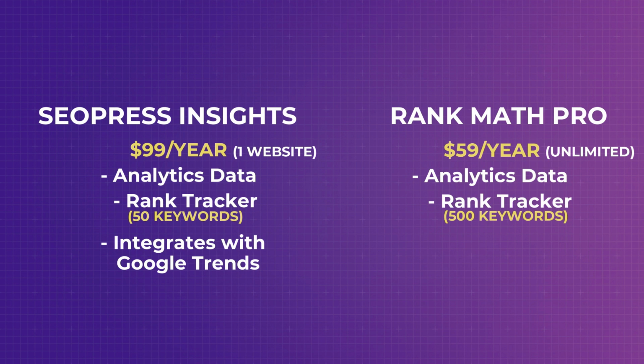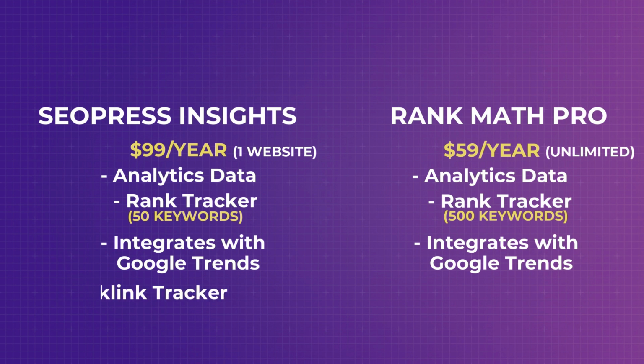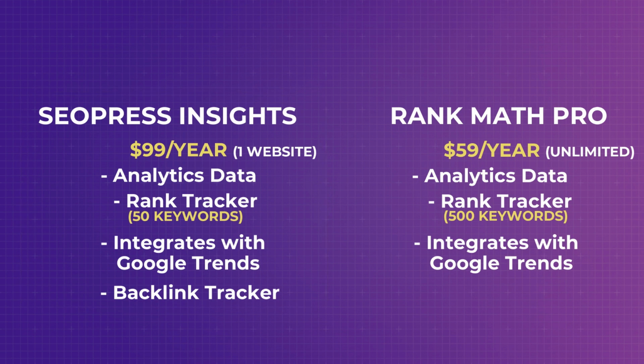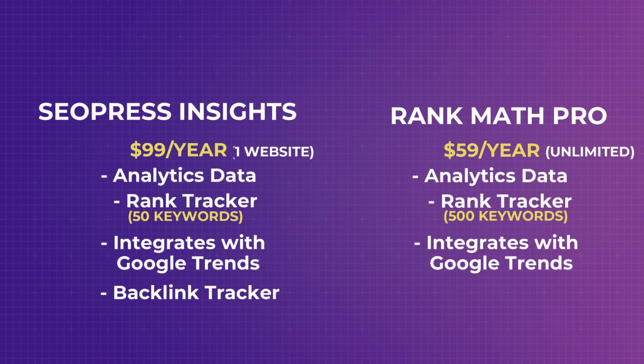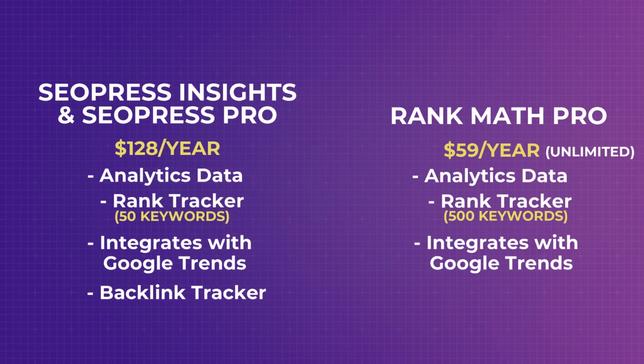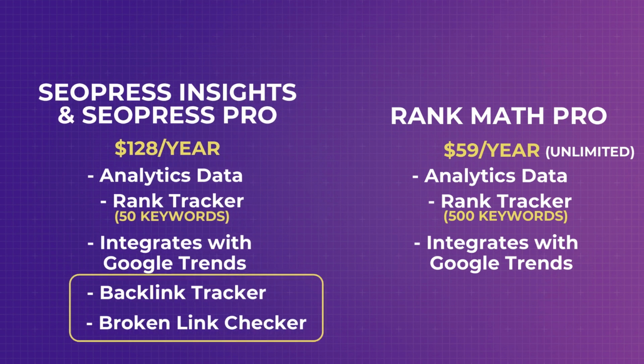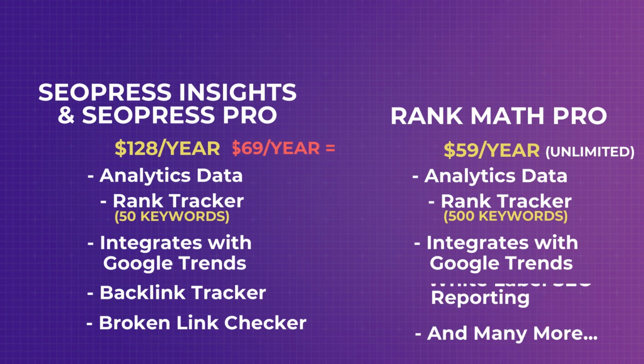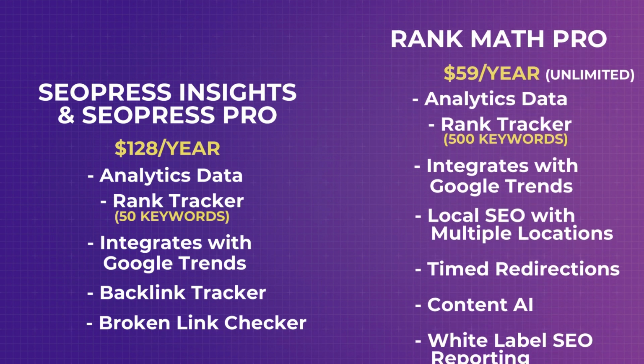It integrates with Google Trends, which RankMath does as well, but what SEOPress Insights has but RankMath Pro doesn't is the Backlink Tracker. So the price of $99 per year to track the performance of one website, is it worth it or not? I'll leave it up to you. The only things that are missing from RankMath Pro against SEOPress Pro and Insights are the broken link checker and the backlink tracker. So you are essentially paying $69 more per year for these two features. But if you decide to go with RankMath, you'll gain a lot more.